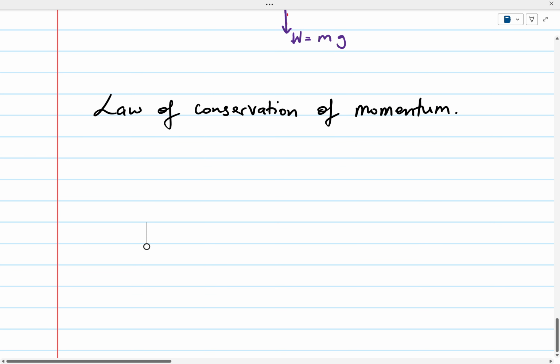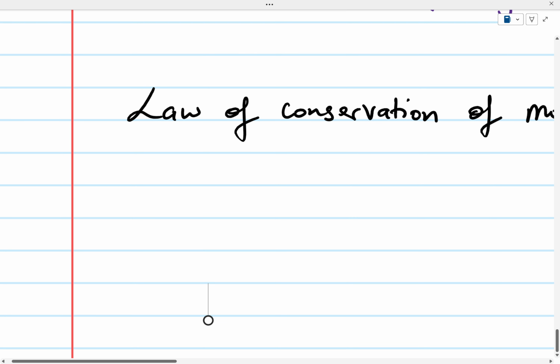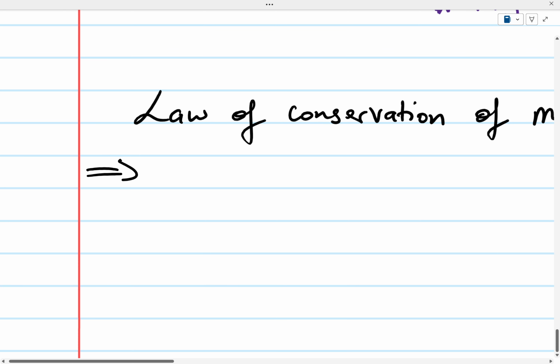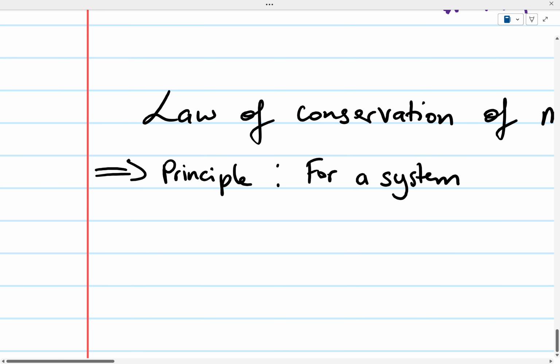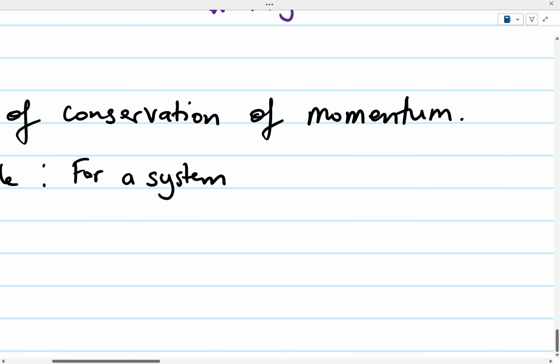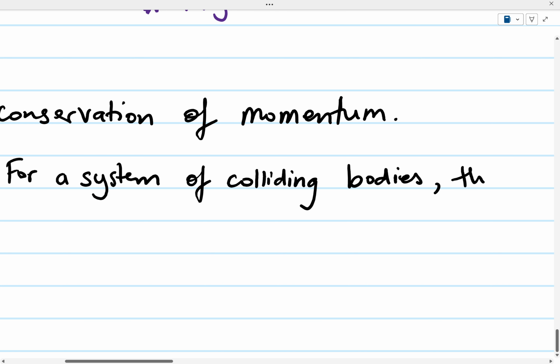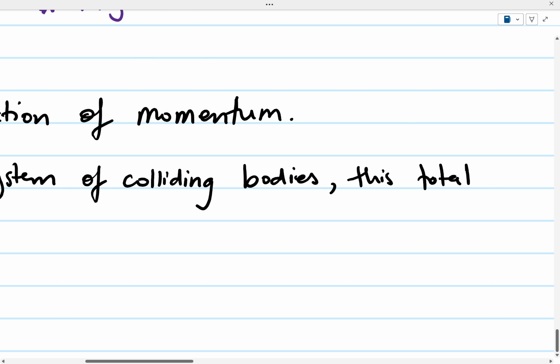Alright, so now part two of this lecture: the law of conservation of momentum. We're starting from the principle. What's the principle that governs this? It states that for a system of colliding bodies, the total momentum remains constant.